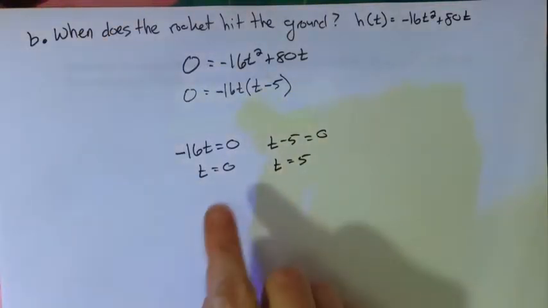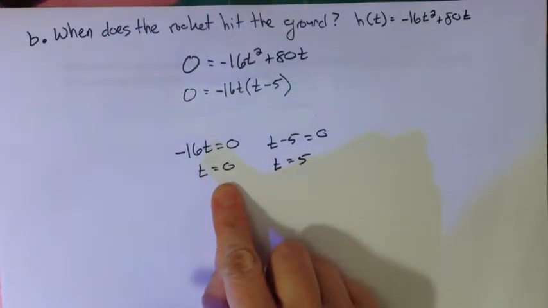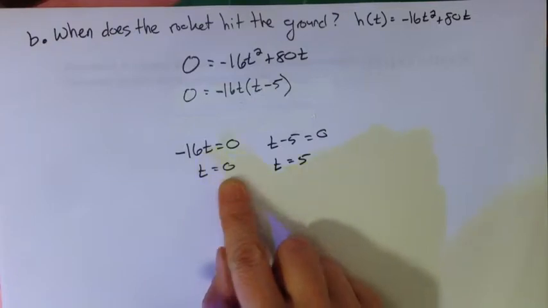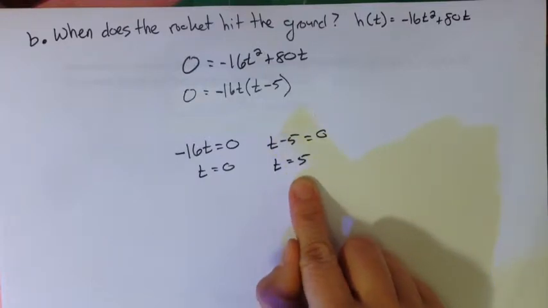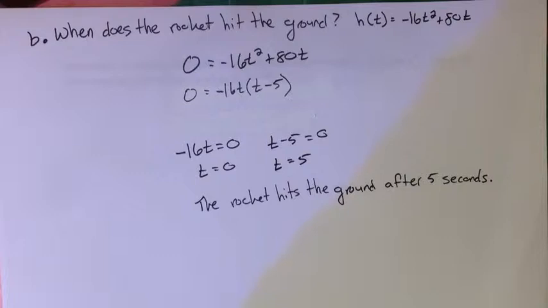Does it make sense that the rocket would hit the ground after 0 seconds? It really doesn't, because the rocket hasn't gone anywhere yet. It does make sense that its height is 0 at 0 seconds before it even lifts off, but that's not when it hits the ground after its whole trip. However, it does make some sense for it to hit the ground after 5 seconds. Remember, it went up and then it went back down. So 5 seconds seems like a reasonable amount of time for the rocket to be in the air.